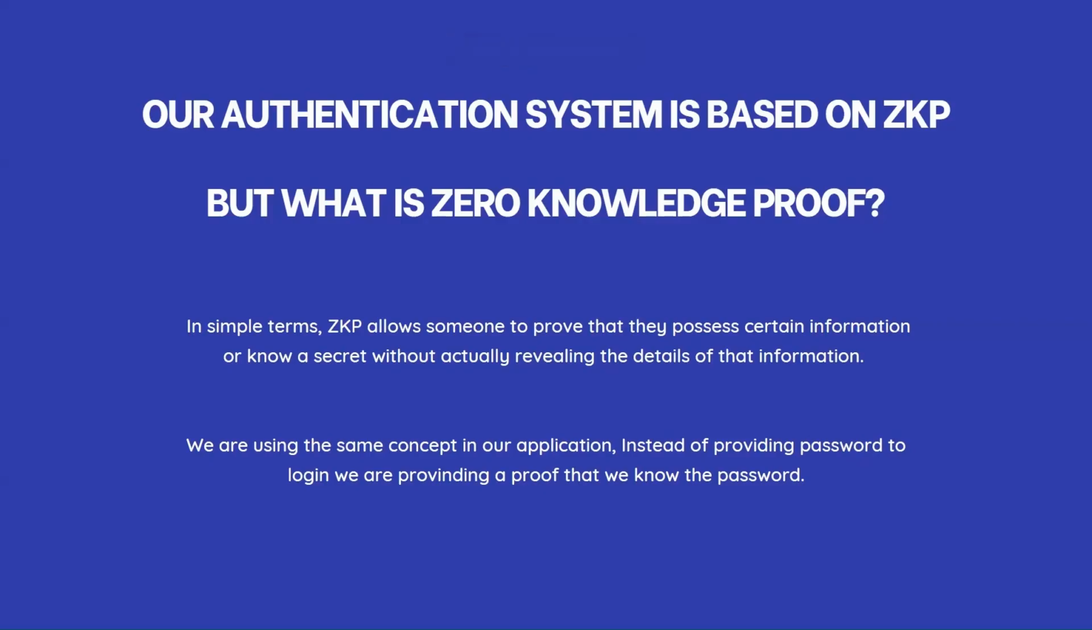Without actually revealing that information. It's like I am saying that I know a secret, but I want to prove to you that I actually know a secret, but I won't tell you the actual secret. I will convince you somehow that I know the secret. We are using the same approach in our authentication application, in which we are proving to the server that we actually know the password, and we are not providing the actual password to the server. So by not providing the actual password to the server, we are mitigating the phishing attacks, man in the middle attacks, and the privacy concerns related to passwords.